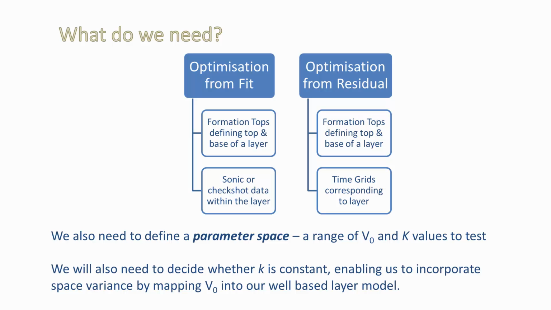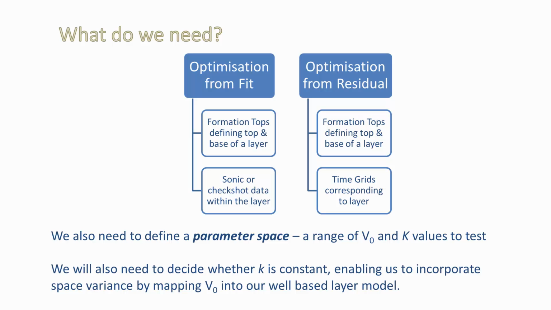Naturally, the velocity logs need to be in good shape, with spikes and sonic cycle skips edited out. For the residual method, you don't even need logs, just grids and formation tops, which you need for most of the other depth conversion methods anyway. We also need a parameter space within which we expect our V0 and K parameters to lie. However, the wizard estimates this for us automatically.